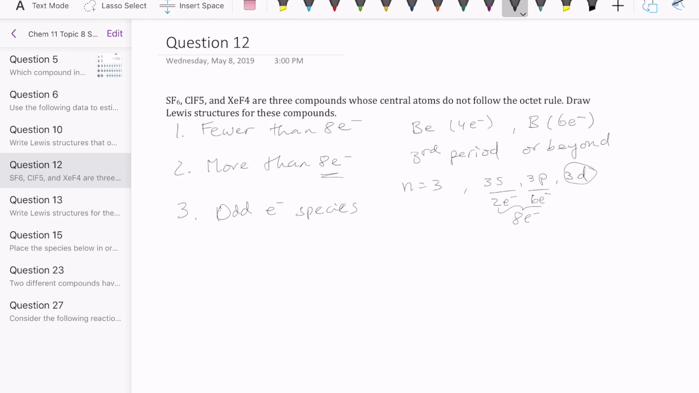In the particular examples that we're looking at right now, SF6, ClF5, and XeF4 are all examples of number 2, the ones with more than 8 electrons. I'm going to draw them and show you how to do this. So let's start with SF6.